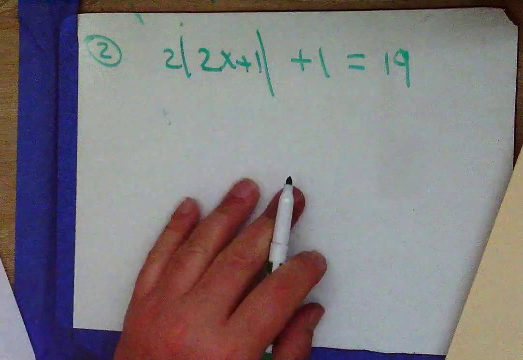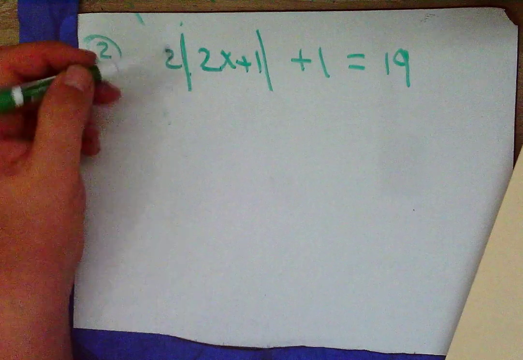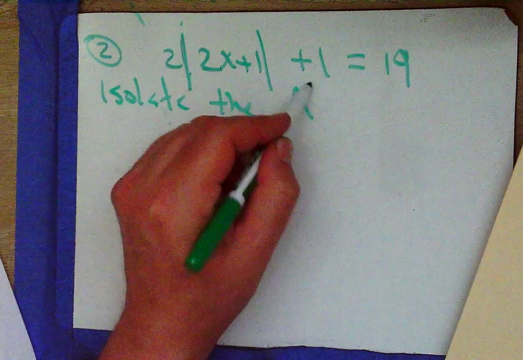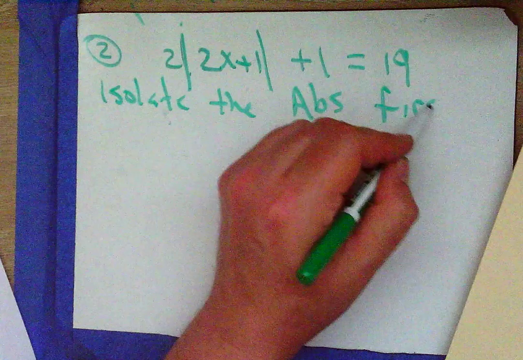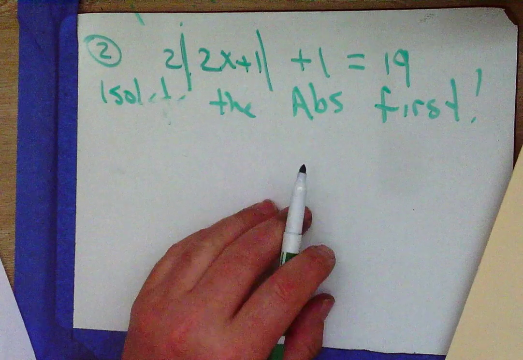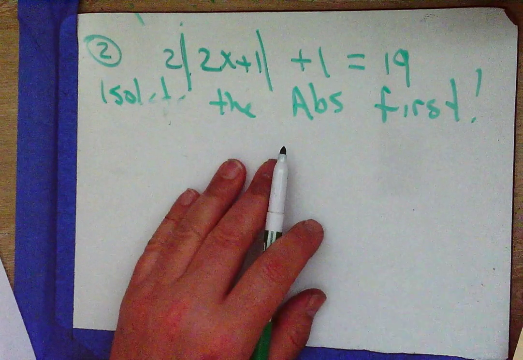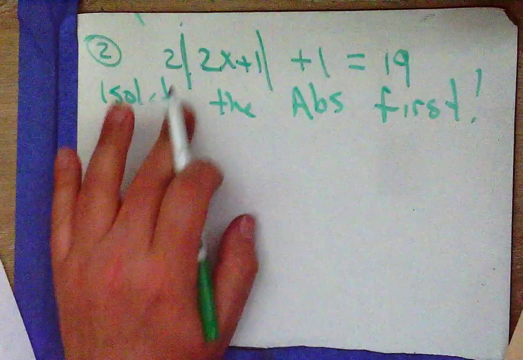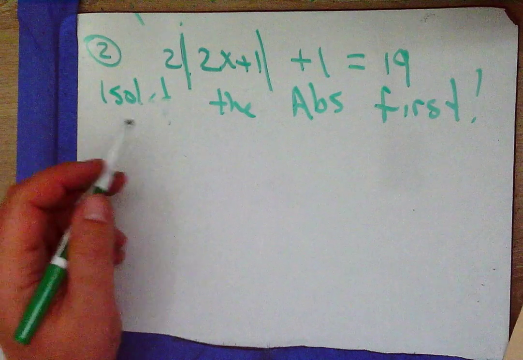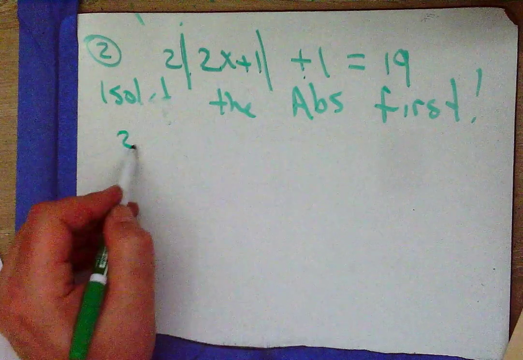So do I write the positive and negative components now? No, I do not. I need to isolate the absolute value first. Okay, there can be nothing on this side except the absolute value of 2x plus 1 before I write the positive and negative components. So if you haven't done this problem yet, please pause the video, give it a try, because this is definitely test-worthy.